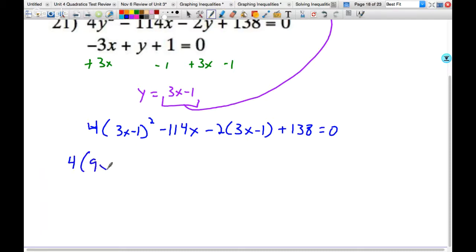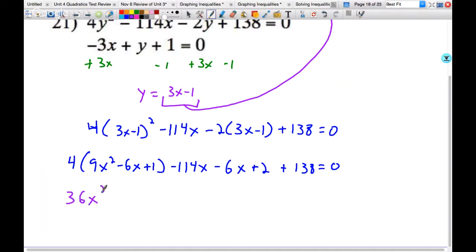Got to FOIL this. That'll give me a 9x squared minus 3x becomes a minus 6x plus 1 minus 114x minus 6x plus 2 plus 138. Let's distribute that 4. I'll get a 36x squared minus 24x plus 4 minus 114x minus 6x plus 2 plus 138.